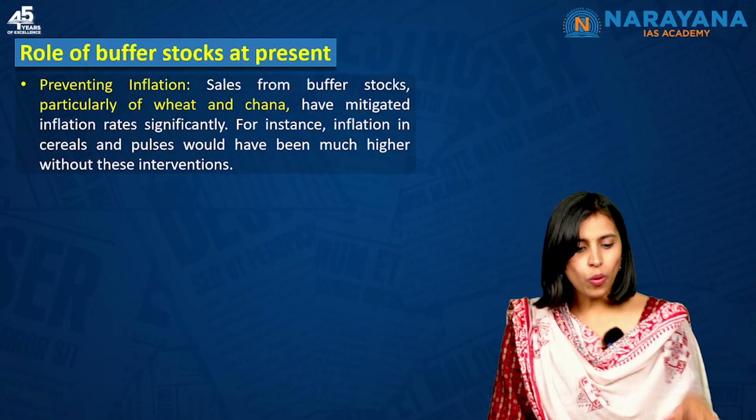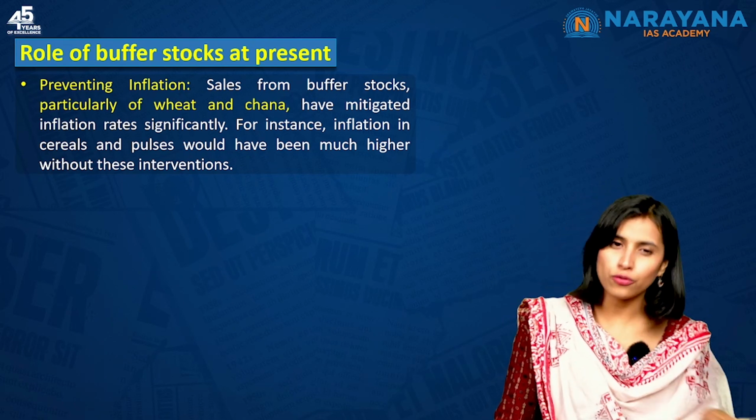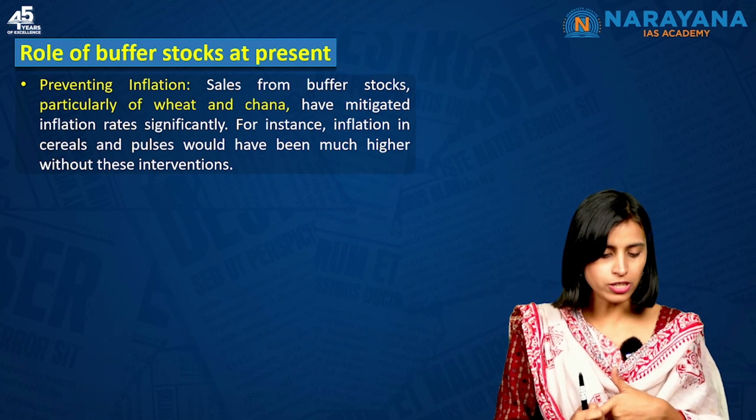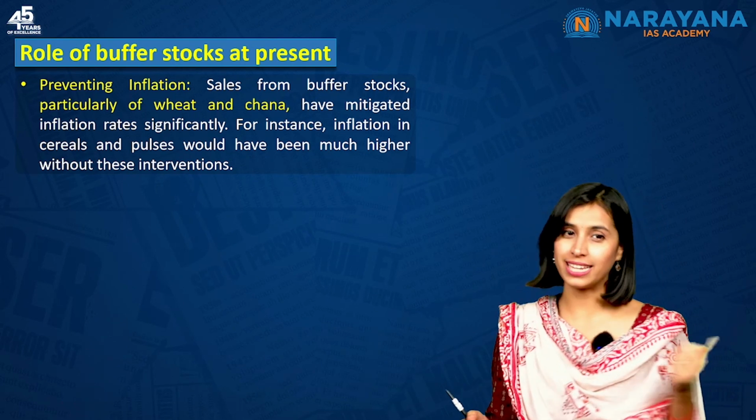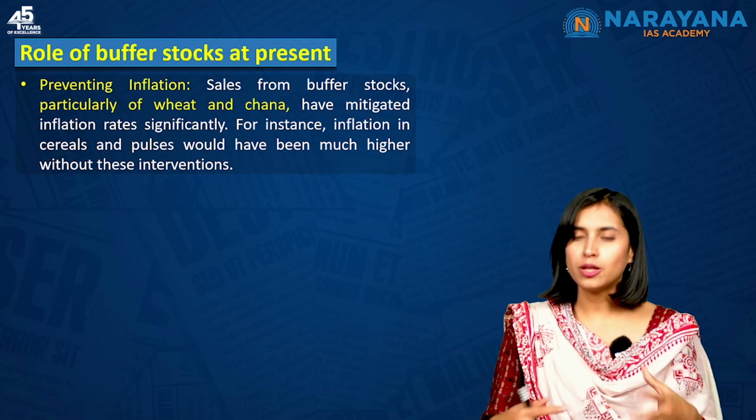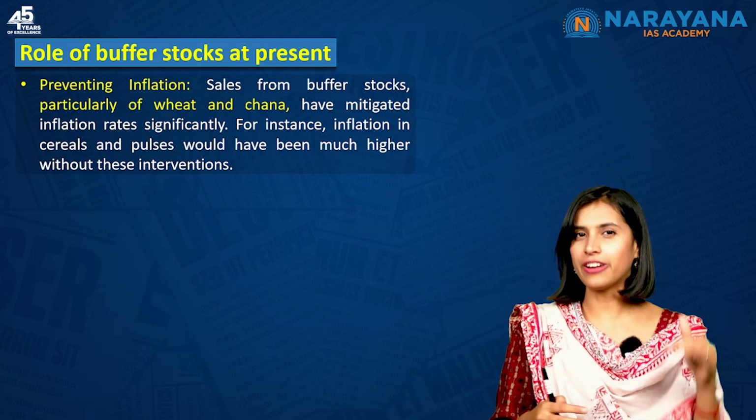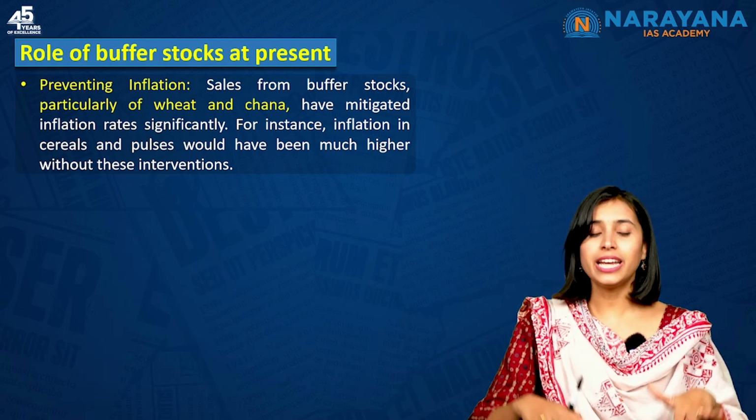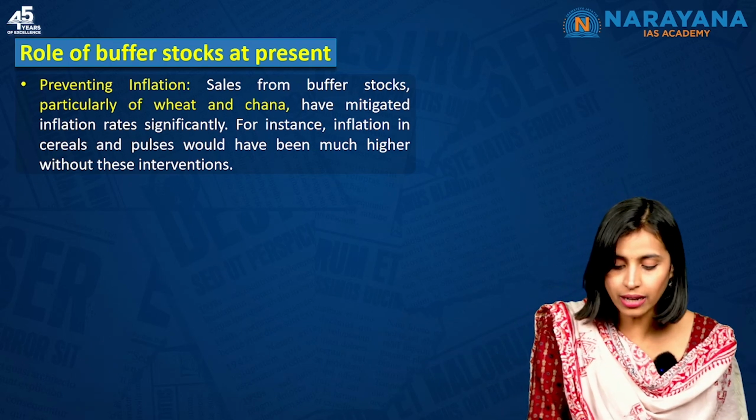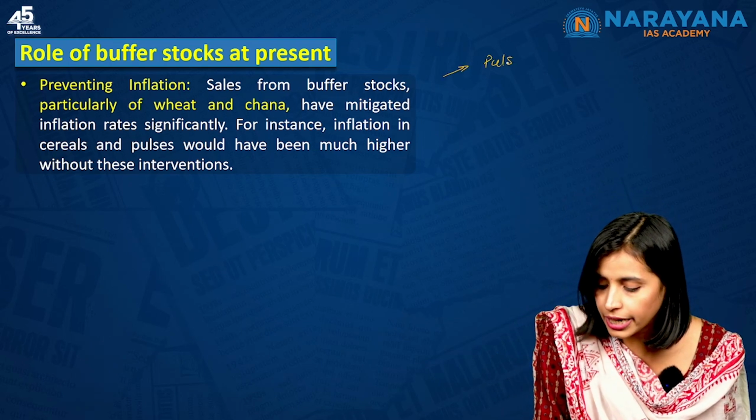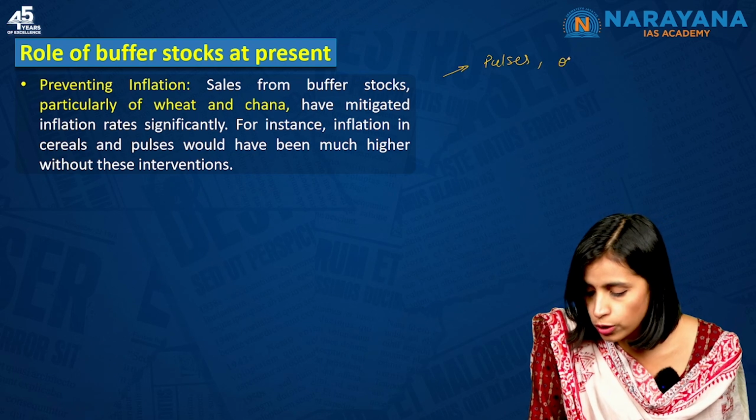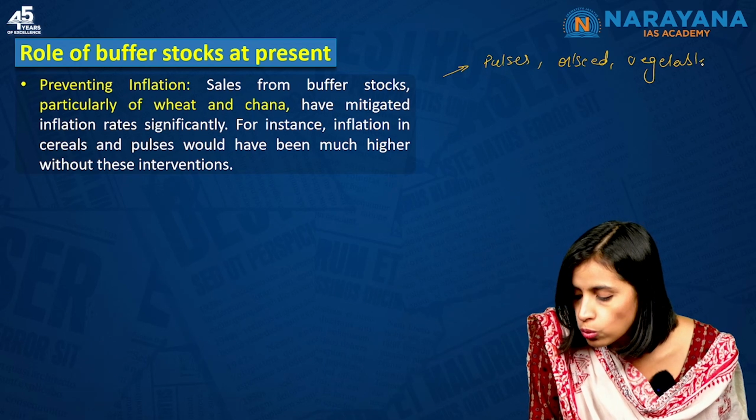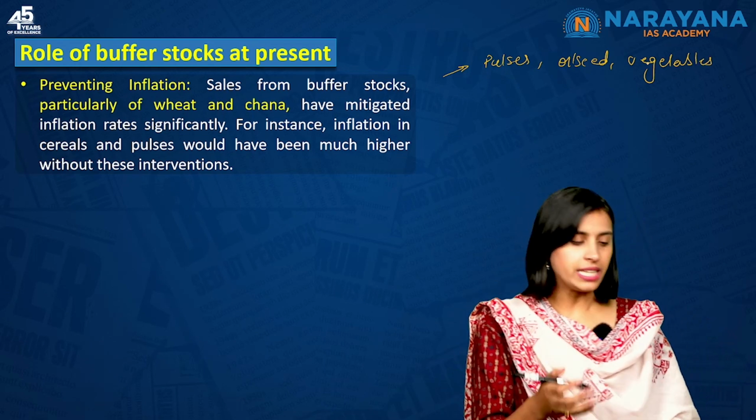Okay, now what is the role of the buffer stock at present? So far, we have emphasized the role of the buffer stock as the one that was preventing inflation. I said it was creating price stability, and thus the inflationary trend was stopped. But right now, we need that stabilizing force in the case of other crops as well. And the article is talking about how maybe you can extend it to pulses, maybe to oilseeds, and you can even extend it to vegetables, which have seen huge price variability these days.